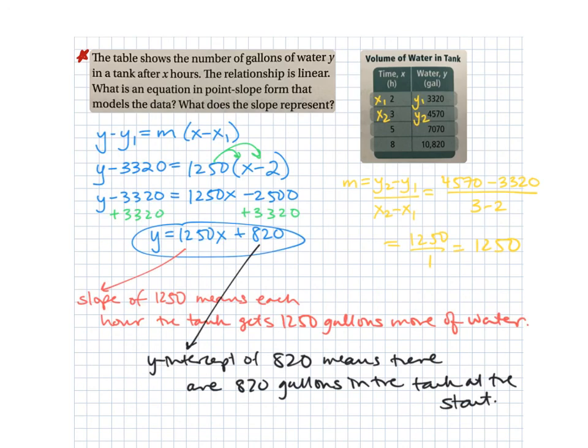Okay, and here is your equation in slope-intercept form. Your slope is 1250, so that means each hour the tank gets 1,250 gallons more water. And the y-intercept of 820 means that it has 820 gallons in the tank at the start. All right, that's it. Time for practice. Enjoy.